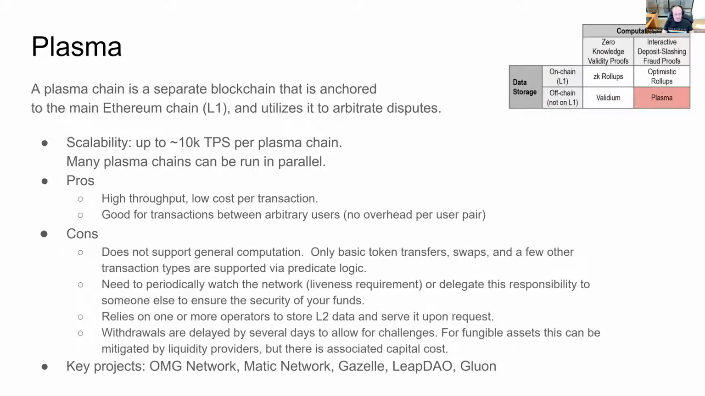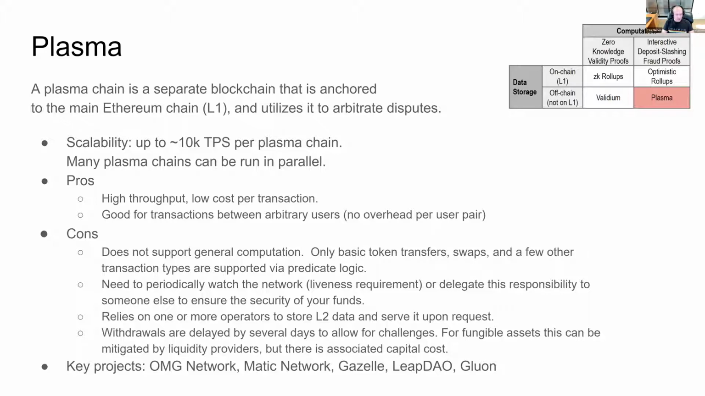On the downside, Plasma doesn't support general computation, so you can only do basic token transfers or swaps. You can run an exchange on a Plasma chain and a few other transaction types that can be supported via predicate logic, but you can't do general computation or run smart contracts on a Plasma chain.